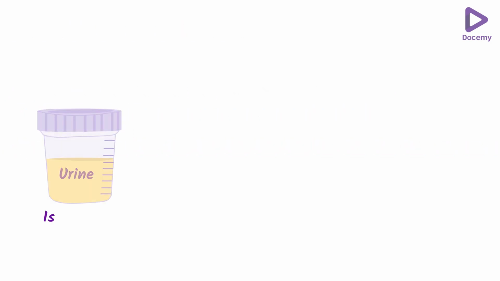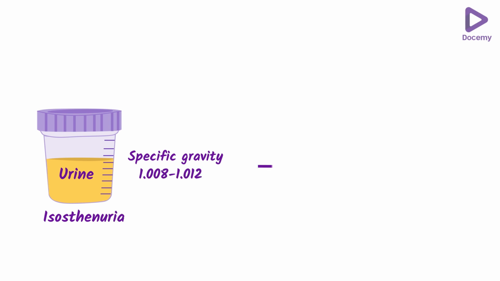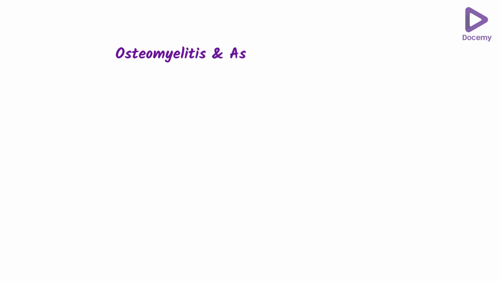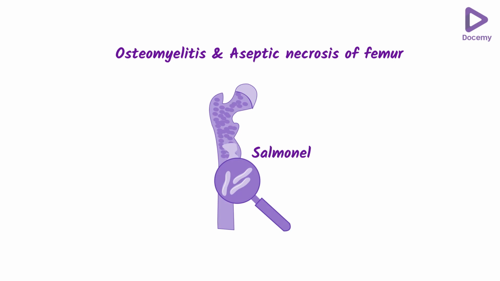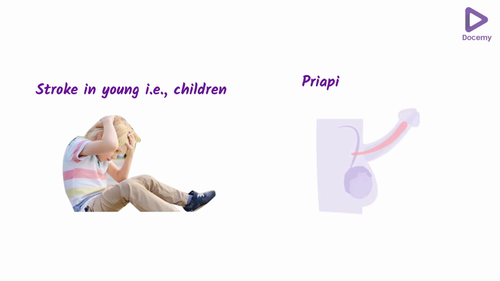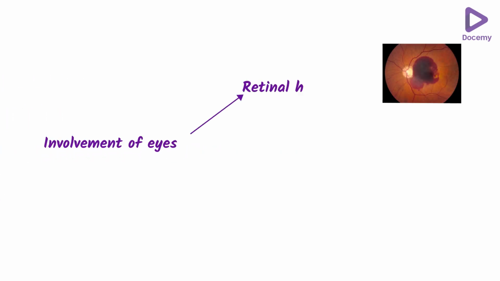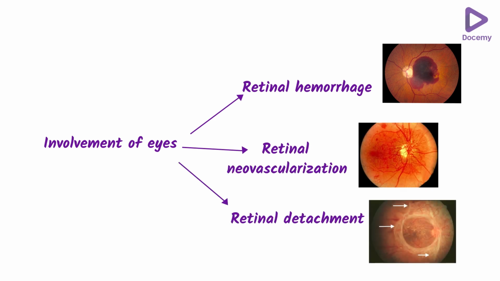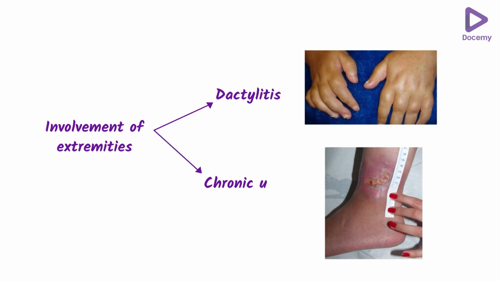Then plus isosthenuria, which happens more with the sickle cell trait, and osteomyelitis and aseptic necrosis of the femur, osteomyelitis with salmonella, and stroke in the young, it actually produces stroke in children. And priapism is painful erection, and involvement of eyes in the form of retinal hemorrhage, retinal neovascularization and retinal detachment, and involvement of extremities in the form of dactylitis and chronic ulcers.